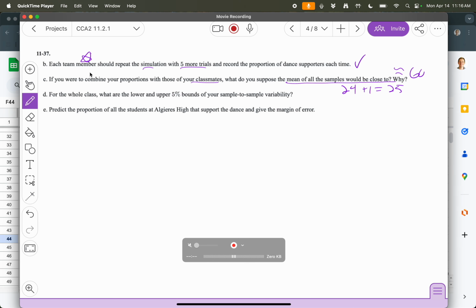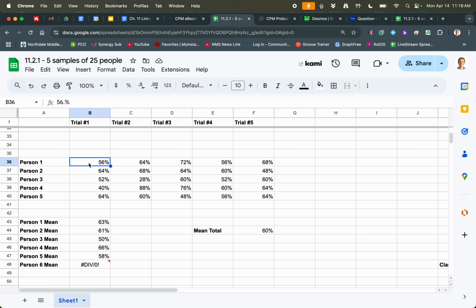So for the whole class, what are the upper and lower bounds of your sample to sample here? Again, I did not do the whole class. I just did five here. All that I did to mock this up is I said, if this is person one, this number here is just going to be their overall. And then I took these 25 samples and ordered them from upper to lower bound.